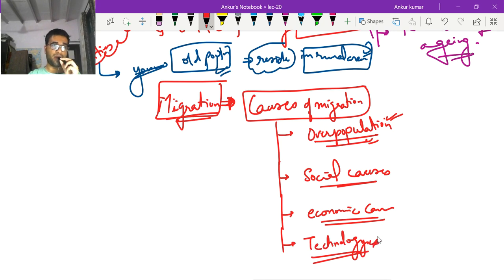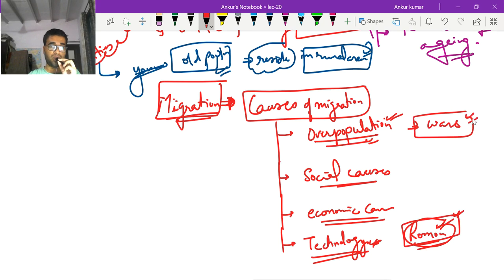For example, in the Roman time, the Romans migrated and advanced into the adjoining areas of North Africa, Western Asia, the European peninsula, or the Iberian Peninsula, etc. They were taken over by the Roman Empire because they had advanced technology and they proceeded ahead with the help of that. Again, wars can become another reason for migration.